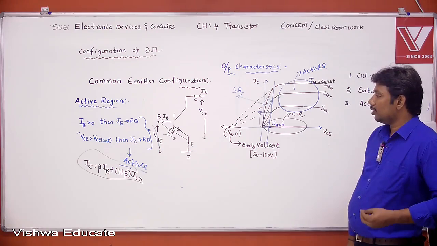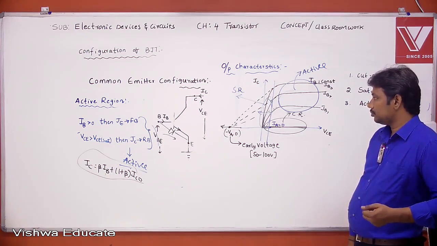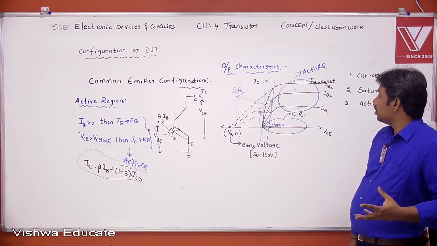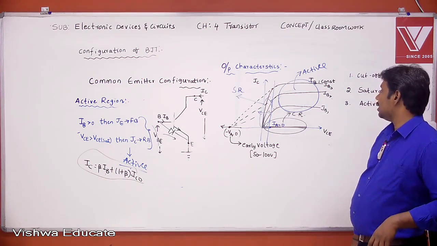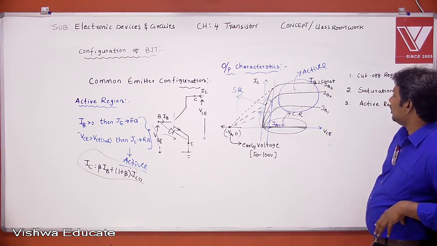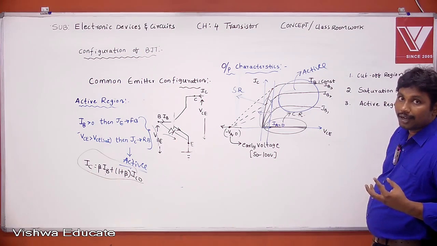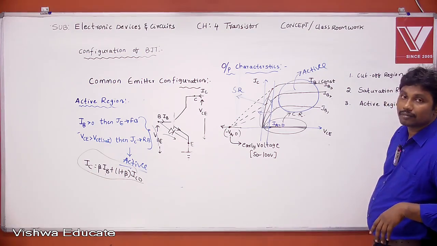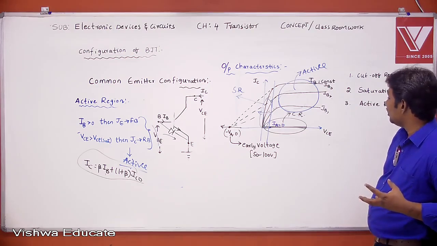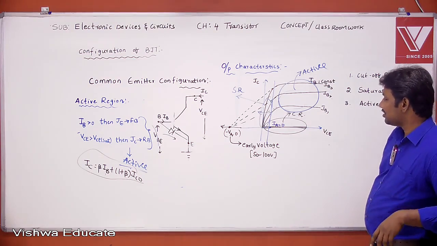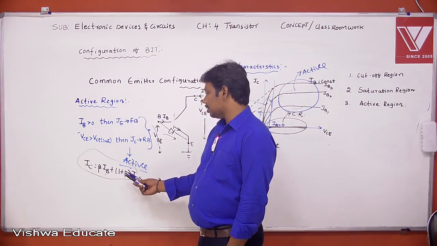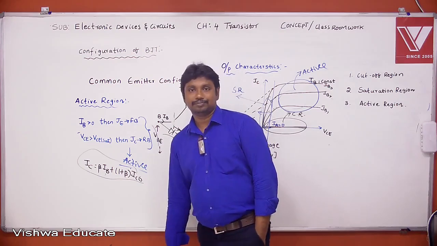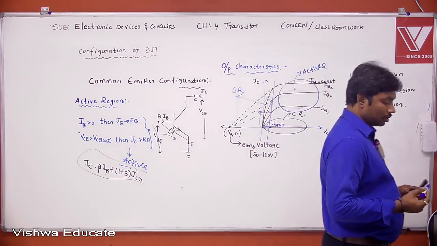Copied? Write down. In active region, the collector current depends on IB and is independent of VCE, because of this equation: IC equals beta times IB plus 1 plus beta into ICO. This is about the active region.